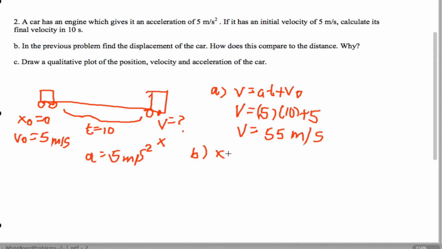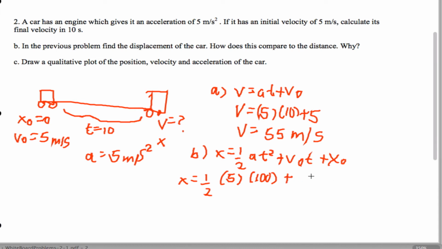That's going to be x equals 1/2 at squared plus v naught t plus x naught. So we plug in x equals 1/2 times 5 times 100, because that's 10 squared, plus 5 times 10. When we plug that in our calculator, we're going to actually end up getting 300 meters. Oh yes, and it's plus x naught, which is 0.